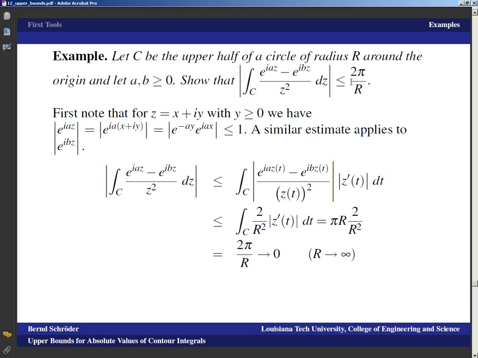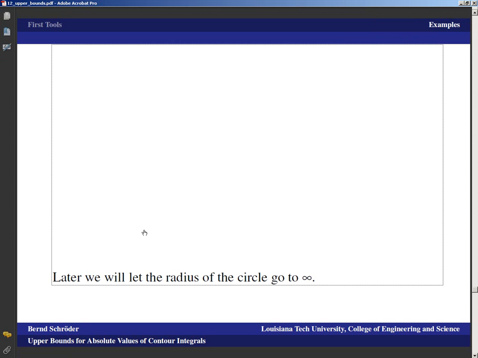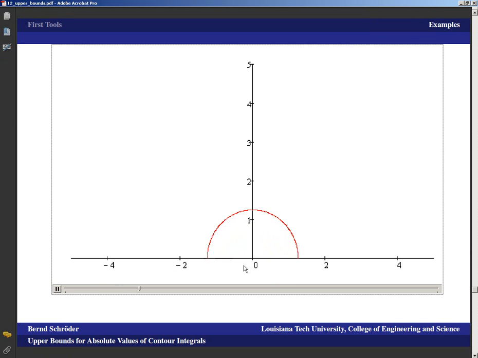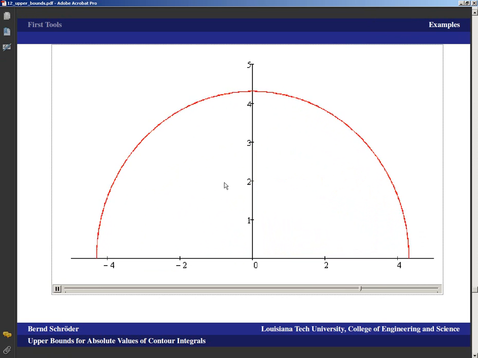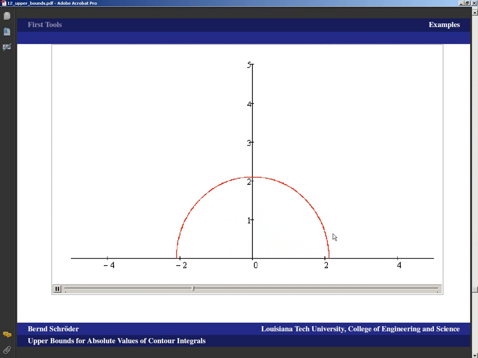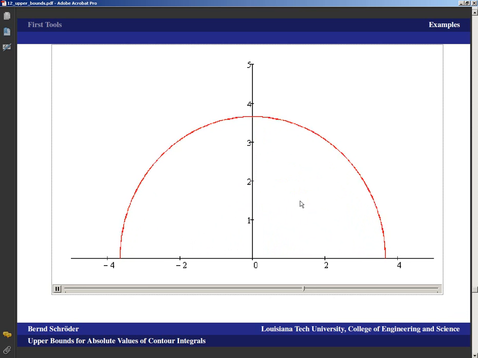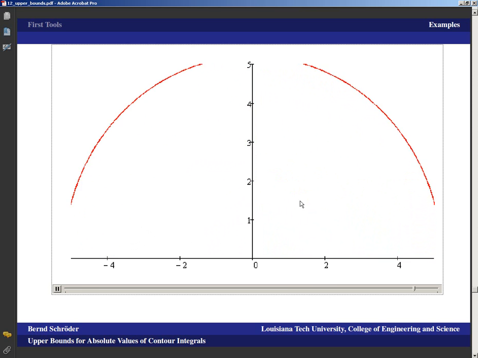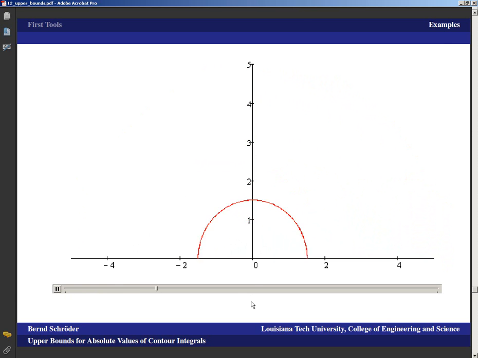Now that is something that was not part of the deal here, where we're just supposed to show that this is 2 pi over r, but basically that's interesting to foreshadow what's to come, and that is we will ultimately let the radius of that circle go to infinity. We're going to integrate over these semicircles and make these circles bigger and bigger. And for functions such as the one we've just seen in the example, even though the contour gets longer and longer, the integral actually goes to 0, and that is something that will be very useful to us later on.